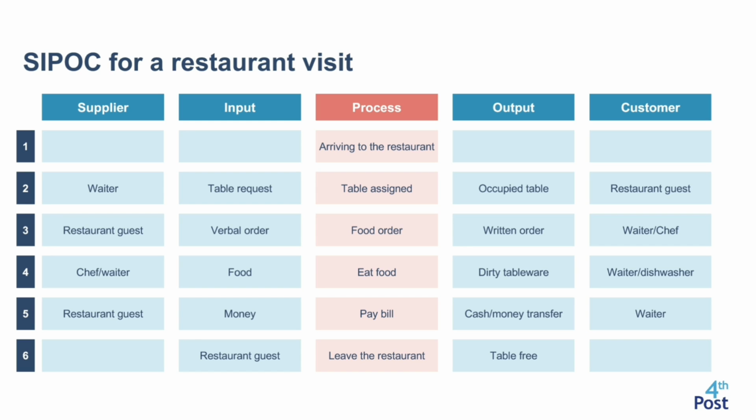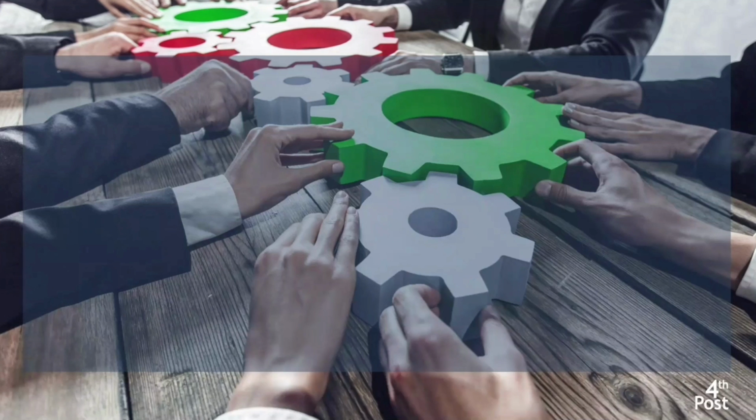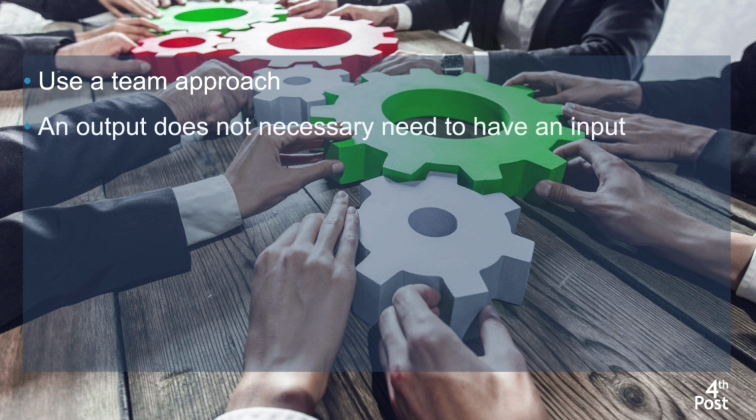And this is a great example to showcase the SIPOC diagram. I'm going to finish this video by giving you some facilitation tips. The first one would be to always use a team approach if possible. This is because there can be many different entities, many different departments involved. And if you are working with others, they can probably provide you with some inputs that you probably didn't think of. So try to use a team approach.